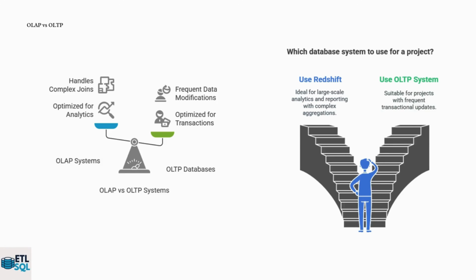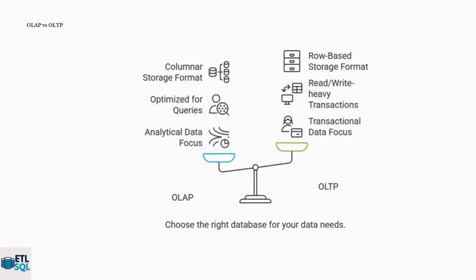So which database system should you use for your project? You use Redshift, which is ideal for large-scale analytics and reporting with complex aggregation, and you use an OLTP system, which is suitable for projects with frequent transactional updates.